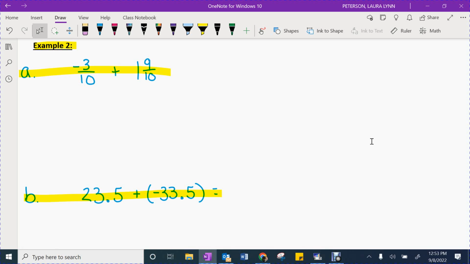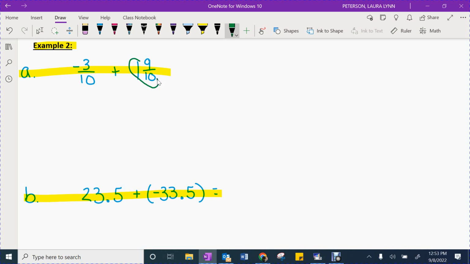Now we have a mix. We have some fractions and we have decimals. Starting with your fraction problem, part A. It says negative 3/10 plus 1 and 9/10. What I notice immediately is I have a mixed number. One of our starred notes in box 1 says convert mixed numbers to be improper fractions. So I'm going to do that first.